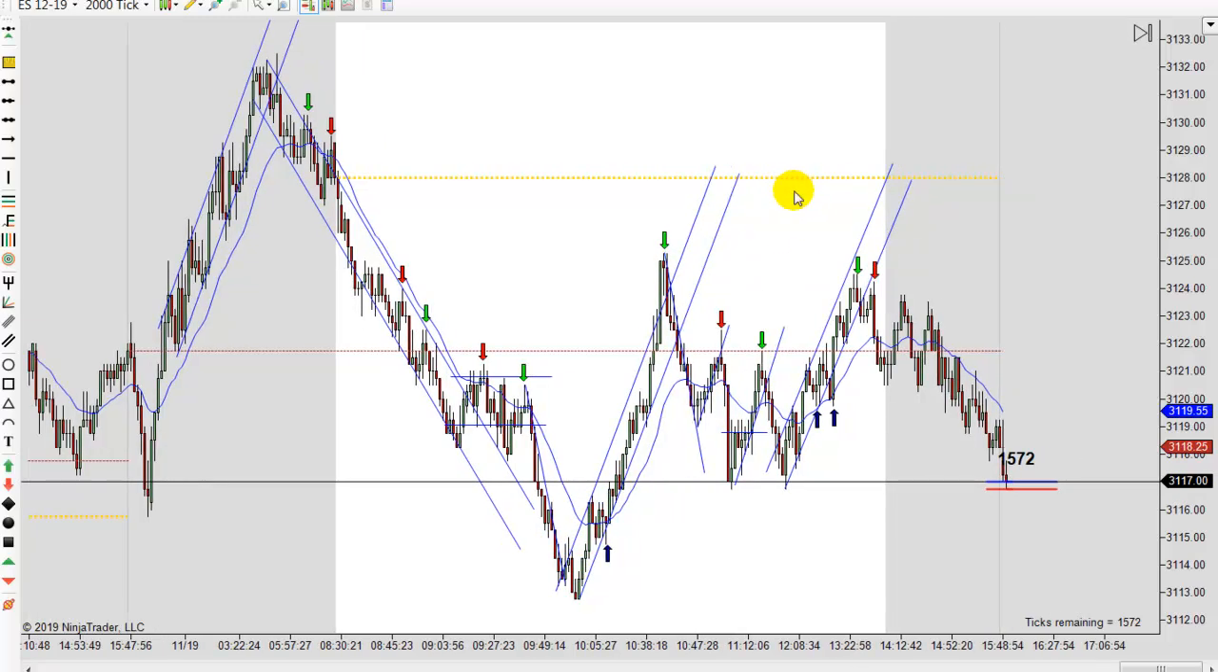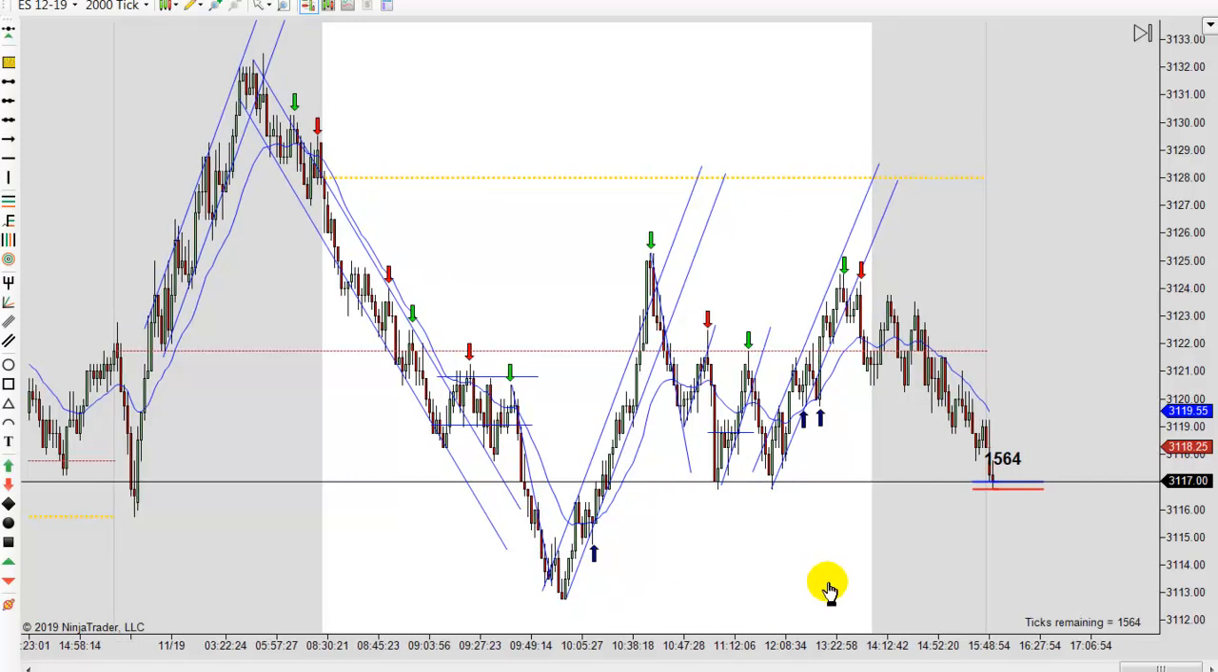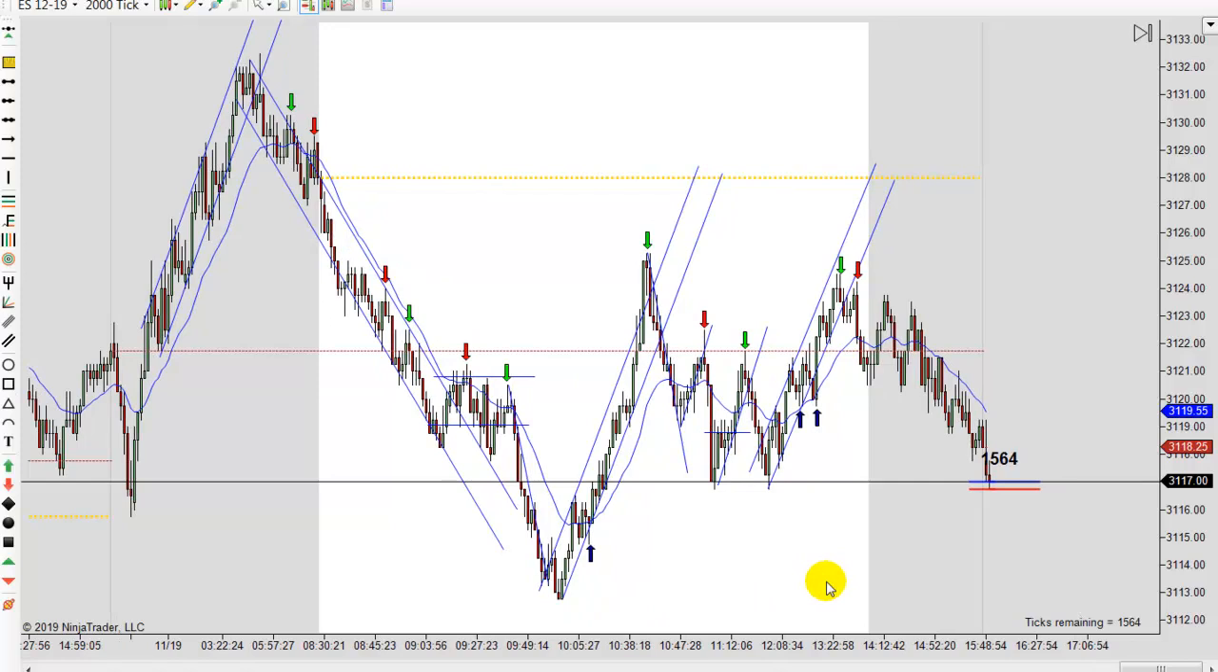So not a bad day, not too difficult of a day, especially if you traded early. You could have caught a couple of these moves down. Maybe been done earlier today.